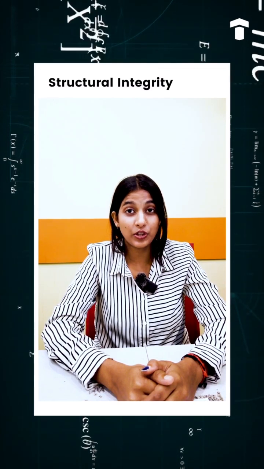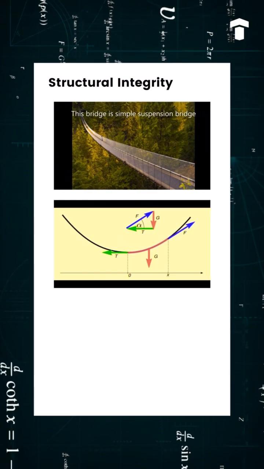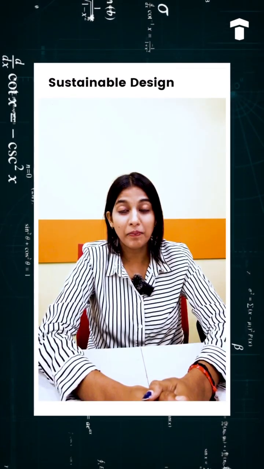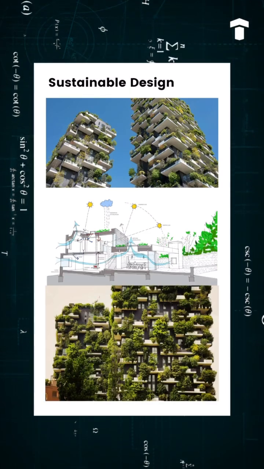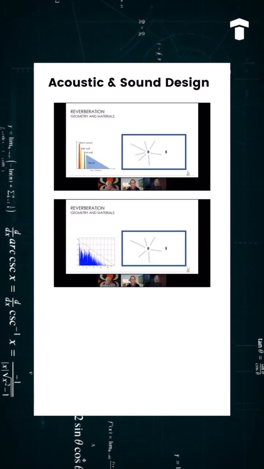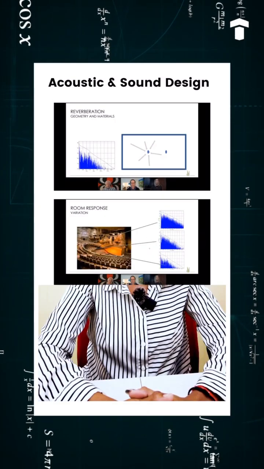Using differential equations and linear algebra, architects ensure buildings can withstand external forces. The MAC model helps in simulating natural phenomena, leading to energy efficiency and sustainable design. Fourier transforms and wave equations are key to creating spaces with perfect acoustics, essential in theaters and open plan offices.